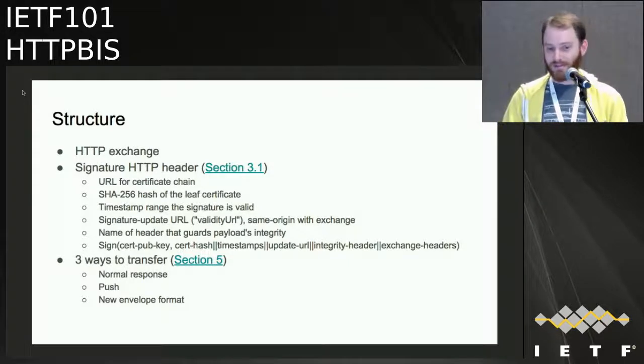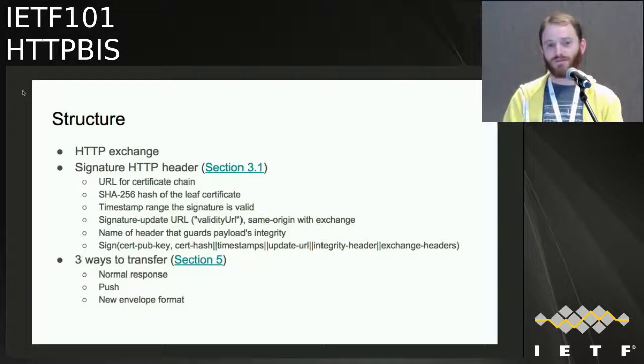It identifies a header that guards the payload's integrity. For the initial implementation, that's Martin Thompson's MI header, the Merkle integrity encoding. But it could be other ones in the future. And then you actually sign using the certificate's public key a concatenation of a subset of those things that we think are important to make sure are authentic.